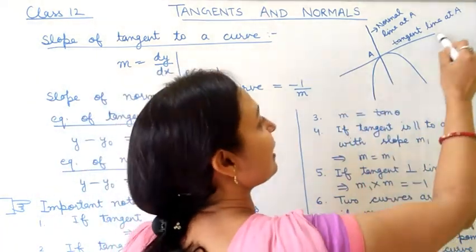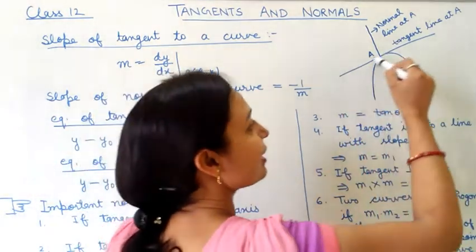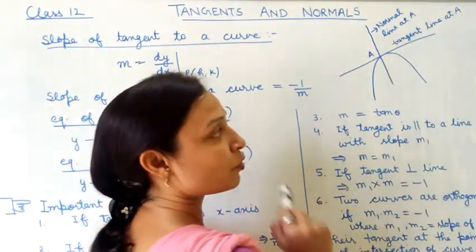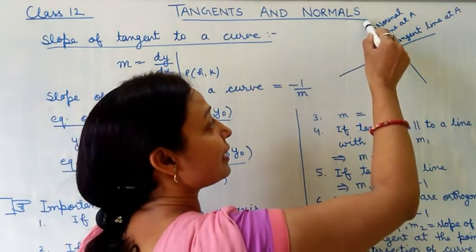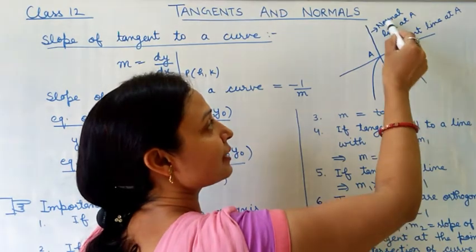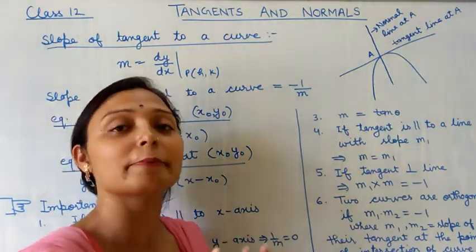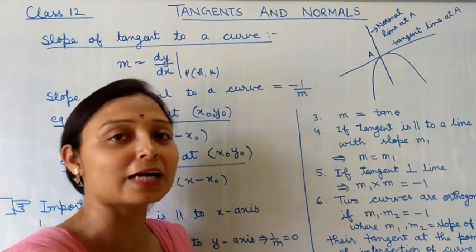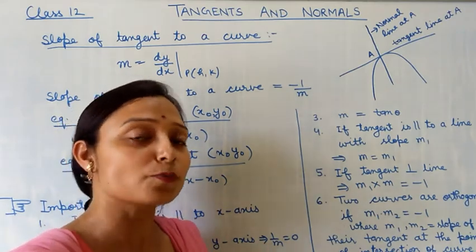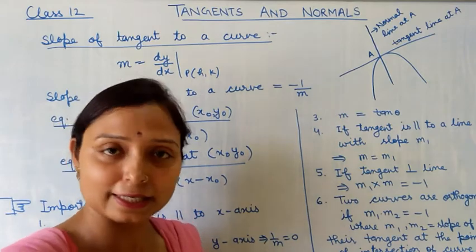This is a tangent line at A. It is A, and this is a tangent line at A. Okay, a line that is perpendicular to the given tangent is known as the normal line at A. So normal and tangent both are perpendicular to each other. So let's start with the basic concept. Some concepts we have already done in class 11th.